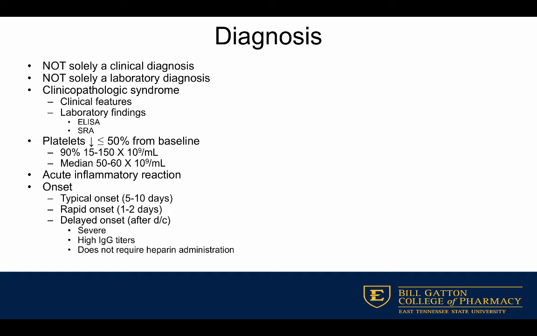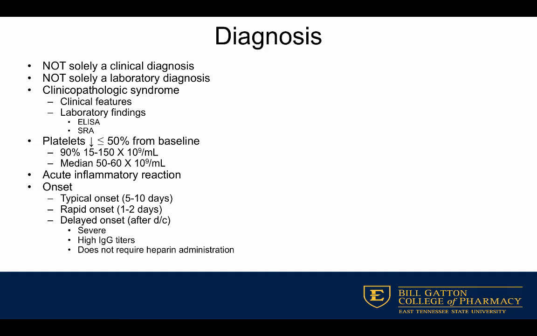The problem with the serotonin release assay is it's a little more time intensive, and it's more manipulative from a technical standpoint, so a lab technician has to do more work in order to be able to do an SRA, or a serotonin release assay. So the guidelines recommend that an ELISA is used to screen and an SRA is used to confirm. So in best practices, if a patient tests positive with an ELISA, then that should be confirmed with an SRA.